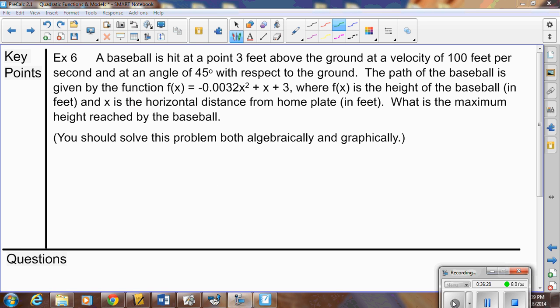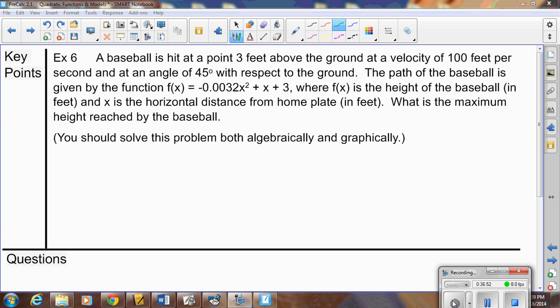And here actually is the last thing we're going to look at. Example 6. A baseball is hit at a point 3 feet above ground at a velocity of 100 feet per second and at an angle of 45 degrees with respect to the ground. All of that is basically just saying, hey, somebody hit a ball. The path of the baseball is given by this particular function.